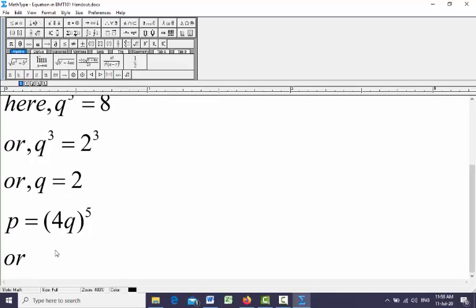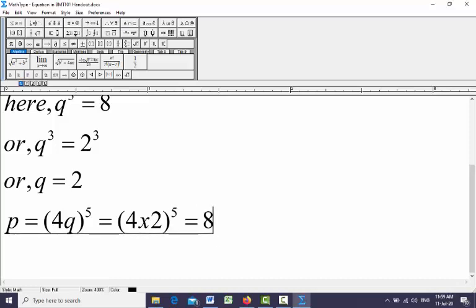Right, so this is a multiplication sign, not x. Remember, this is a multiplication sign, not x. So 4 multiplied by Q, and the value of Q is 2. So 4 multiplied by 2 power 5, right? So what we will have is 8 power 5.